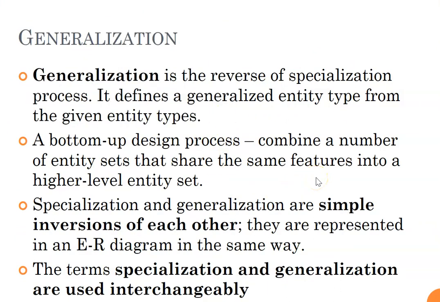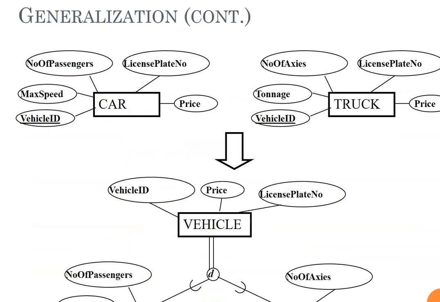Generalization is the reverse of specialization. It is a bottom-up approach where you start off with the subclasses of a given scenario, and then you incrementally build them into a higher level entity set. So these two, specialization and generalization, are simple inversions of each other. Sometimes the words are used interchangeably.